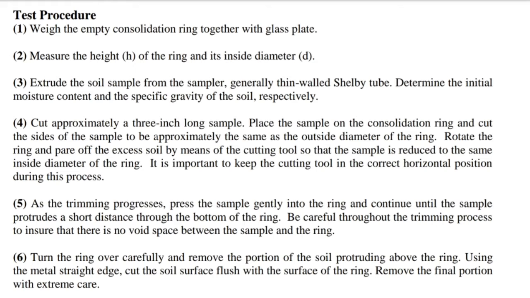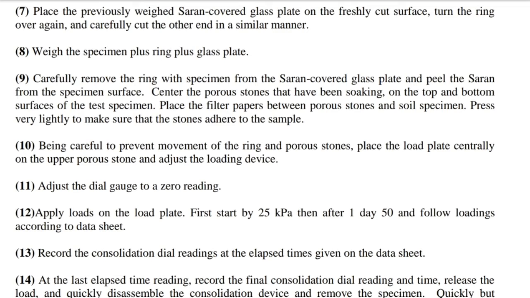6. Turn the ring over carefully and remove the portion of the soil protruding above the ring. Using the metal straight edge, cut the soil surface flush with the surface of the ring. Remove the final portion with extreme care. 7. Place the previously wet saran covered glass plate on the freshly cut surface. Turn the ring over again and carefully cut the other end in a similar manner. 8. Weigh the specimen plus ring plus glass plate.